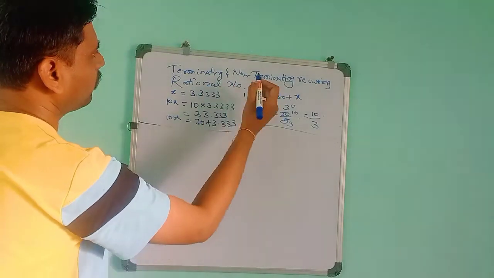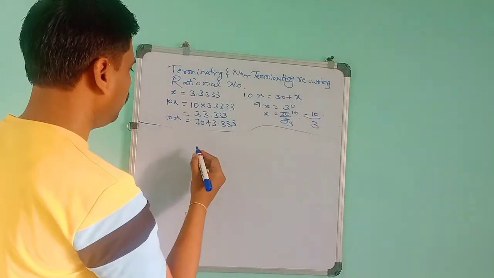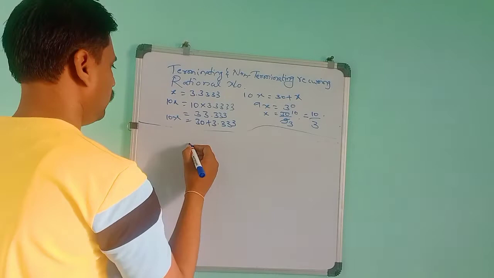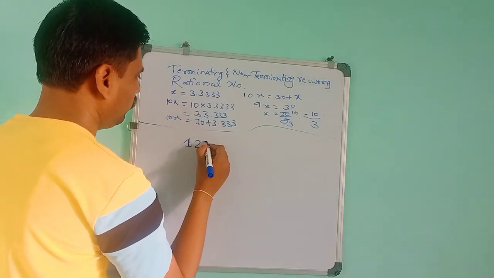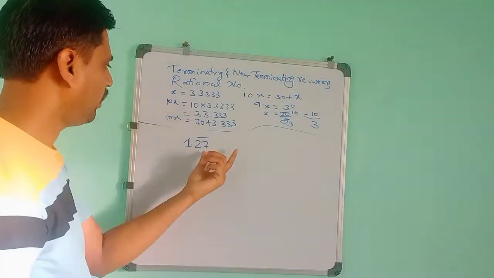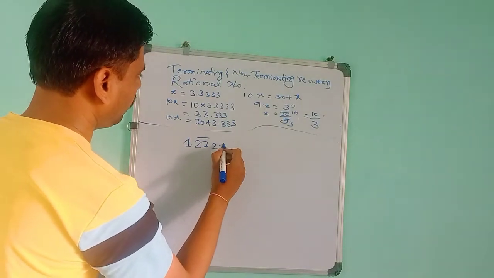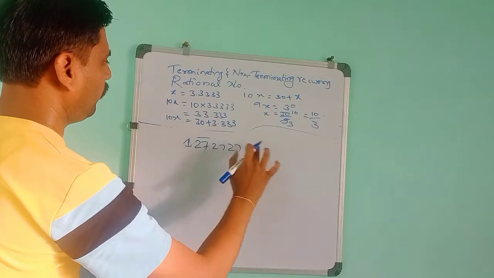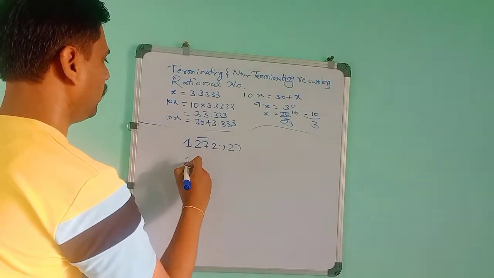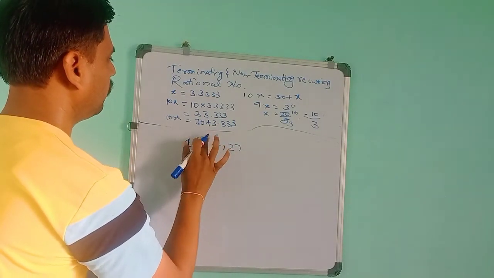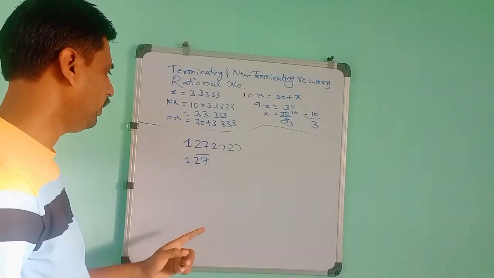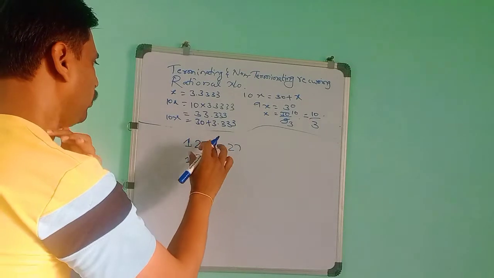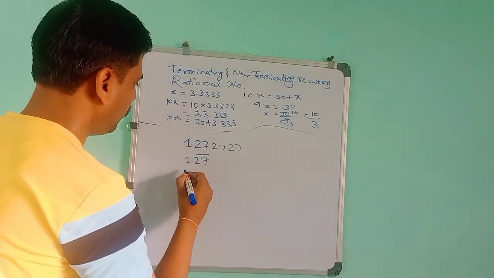You take another example for non-terminating recurring. It is 1.27 with a bar. Now this bar means it is repeating these two numbers, means 27, 27, 27. It is repeating like this. So we can write that number as 1.2727. Like this you have to write. So two numbers are repeating, because 27, 27 is repeating. So you have to multiply by 100.